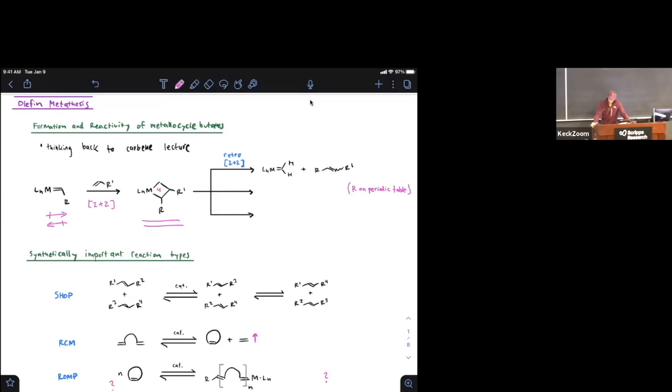In productive metathesis, what needs to happen next is a retro 2+2. So the overall process is a changing of the partners. I think they call this like a molecular swing dance or something to that effect. But it's not the only thing that can happen.